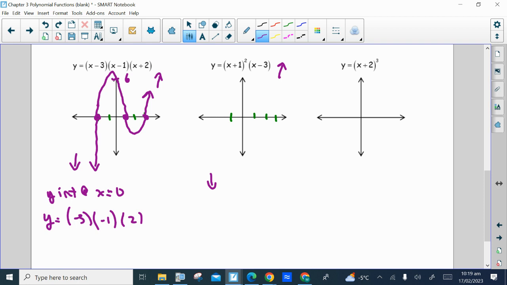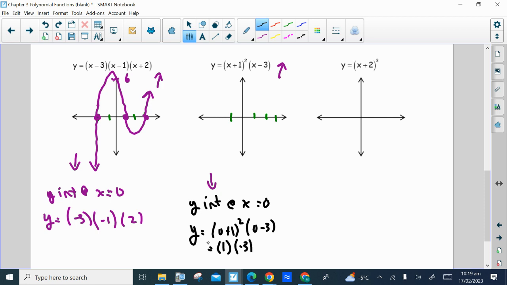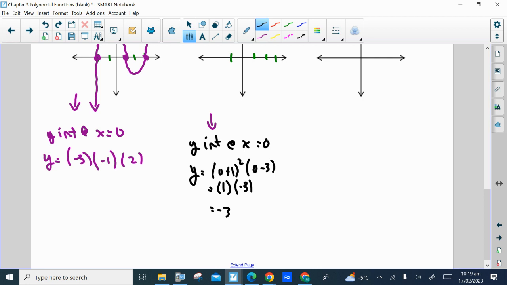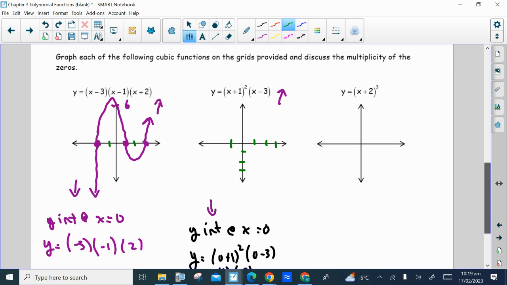The other thing we'll get is the y-intercept. Again, our y-intercept is always where x equals 0. So you're going to get y equals 0 plus 1 all squared times 0 take away 3. 0 plus 1 is 1. 1 squared is 1 times -3 is -3. That's where our y-intercept is.